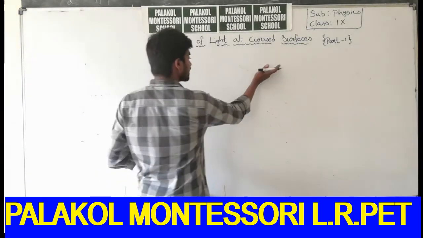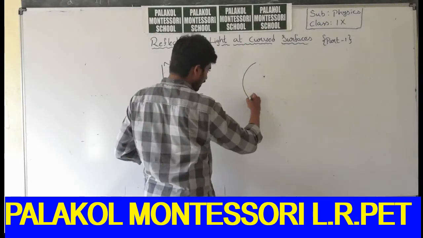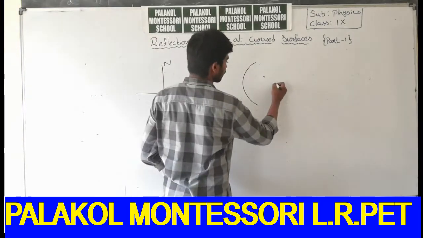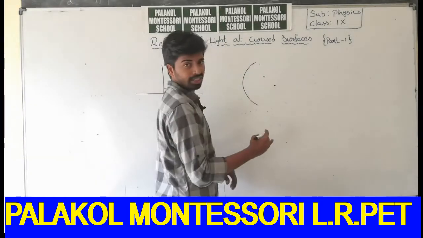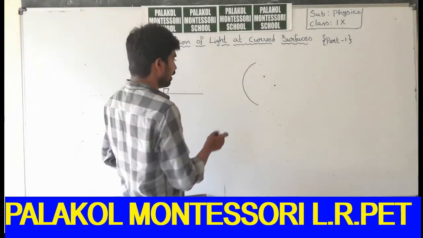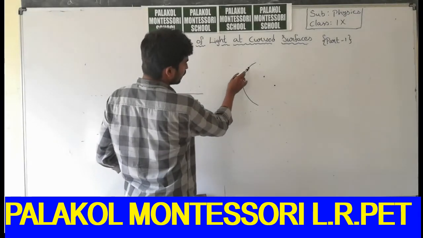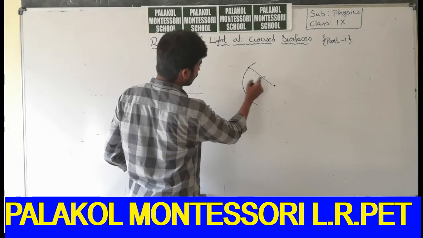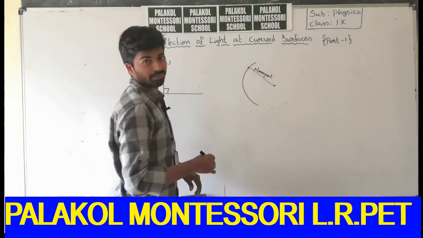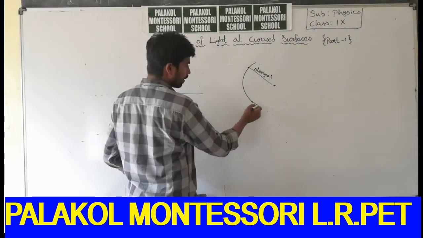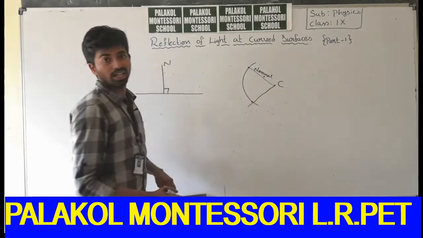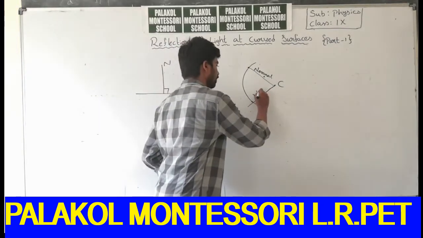But if you consider a spherical surface, for this spherical surface there is a center of curvature. Since it is a part of a sphere, the center of that sphere is called the center of curvature. If you want to draw a normal line at this point, the line joining the point and the center of curvature represents a normal line. So, this is the normal line at this point. If you want to draw the normal line at this point, the line joining the center of curvature C and this point represents the normal line.